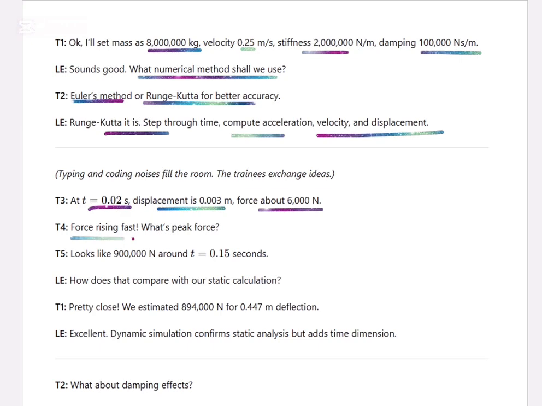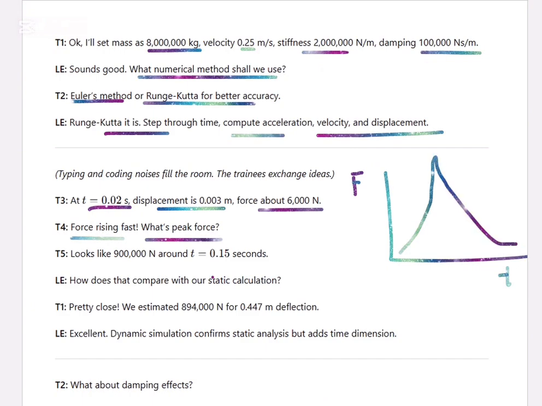Force is rising fast. What's the peak force? We need to see time versus force. Looks like 900,000 at t equal to 0.15 seconds.